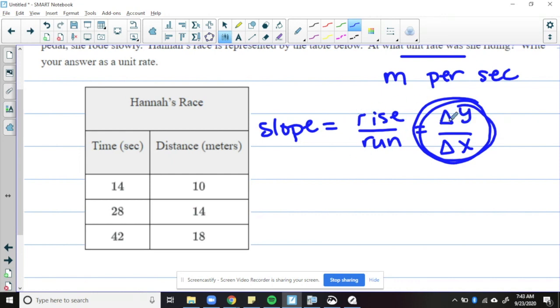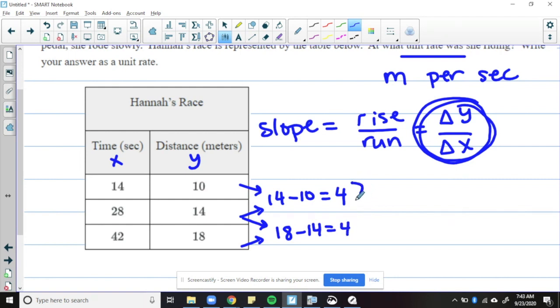So let's talk about the change in y. Our time is x, our distance is y. So how much am I changing from this y to this y? Well, if I do 14 minus 10, I get a change of 4. Let's double check to make sure the same change is happening both times. 18 minus 14, I also have a change of 4. So I'm going to say my change in y is equal to 4.